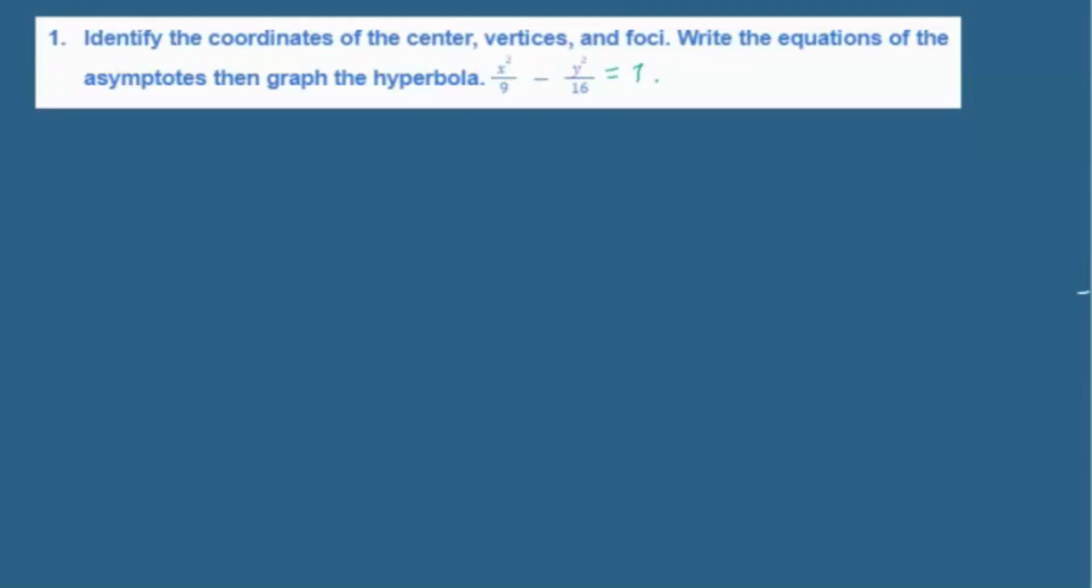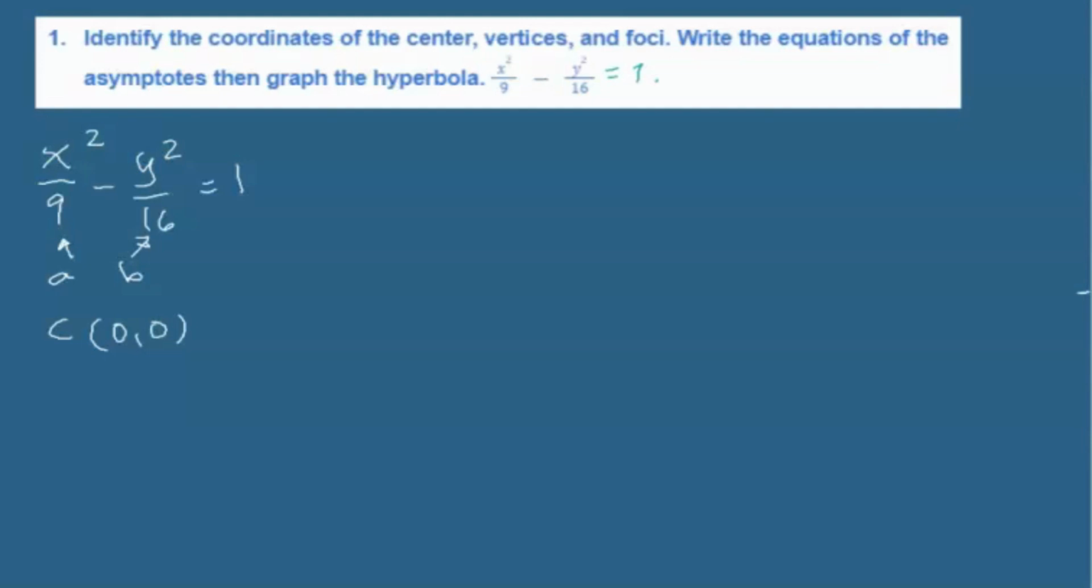Okay, so let's rewrite the equation. x squared over 9 minus y squared over 16 equals 1. Since this is positive x squared, this is our a and this is our b. And since we only have x squared over 9 minus y squared over 16, it means our center is at the origin. So center is at 0, 0.